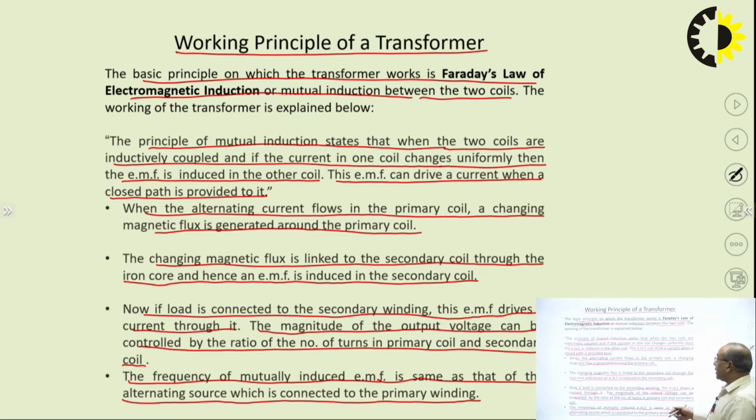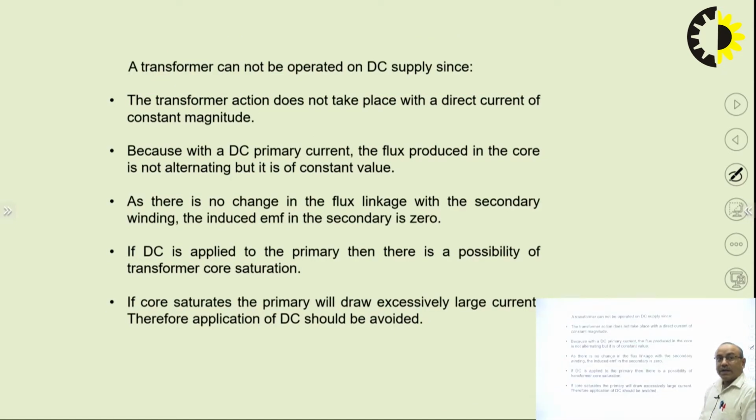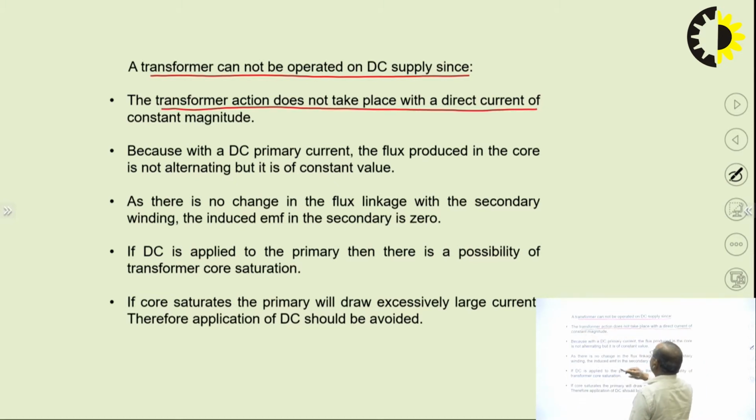So, this is the elaboration of the working principle of a transformer. Now, another important thing: a transformer cannot be operated on DC supply. Why? That is very simple. Transformer action does not take place with a direct current of constant magnitude, since we know that a DC supply has constant magnitude and there is no change in the direction of DC with time. So, what happens?